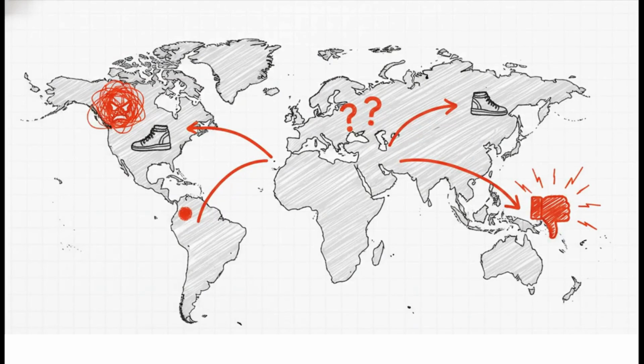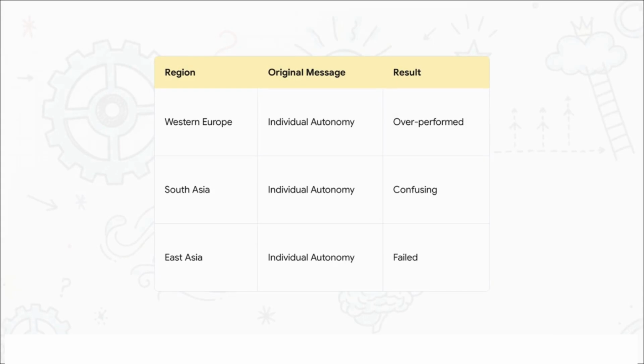Okay, let's make this real. Let's look at what happens when you completely ignore these cultural rules. A few years back, a huge footwear brand launched the exact same ad campaign in 3 different parts of the world, and the results were chaotic. And this is where it all just clicks into place. The original ad was all about individual autonomy, be your own person. That message worked great. It even overperformed in Western Europe.